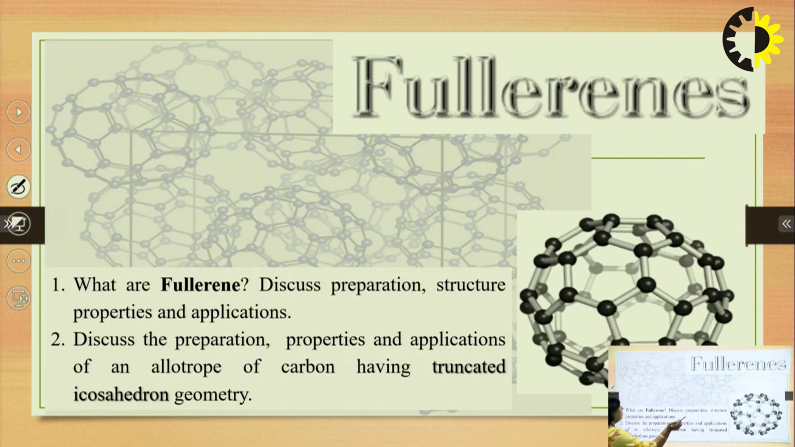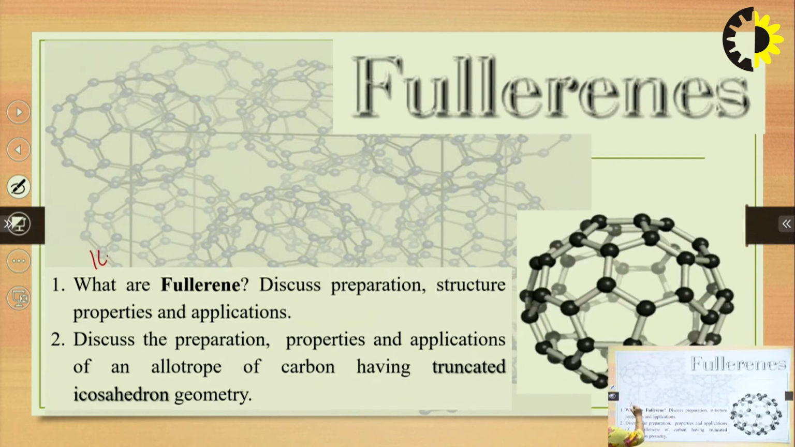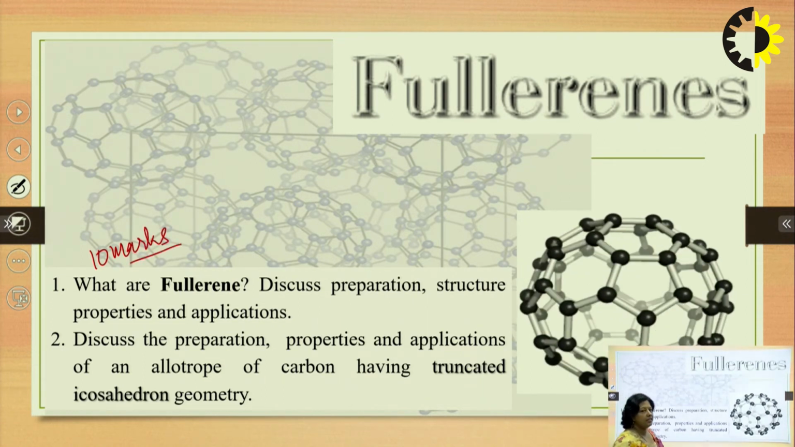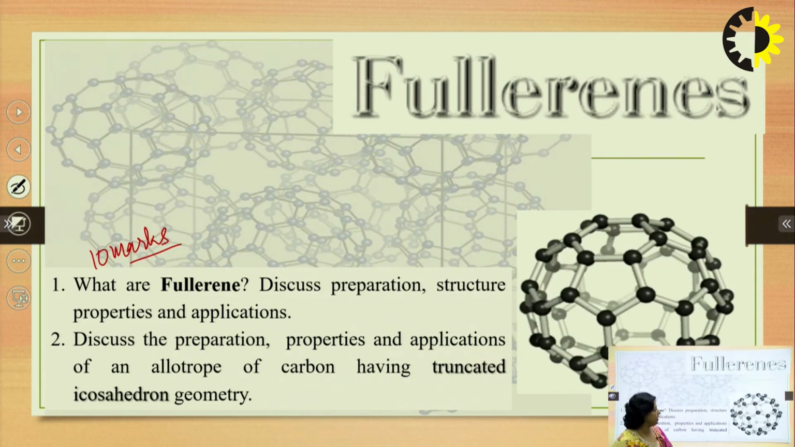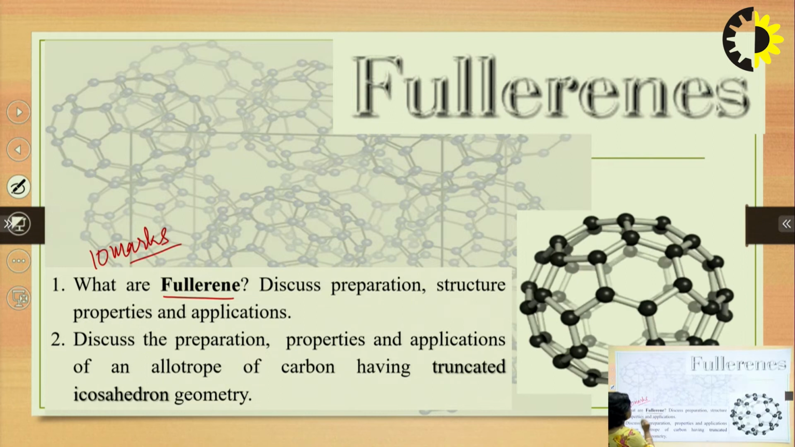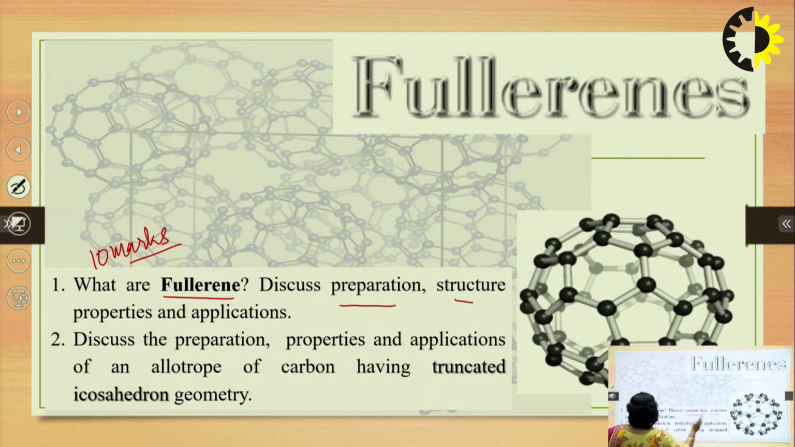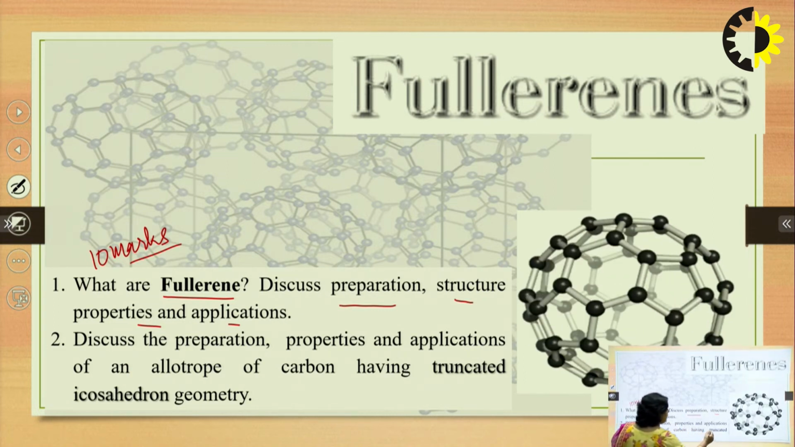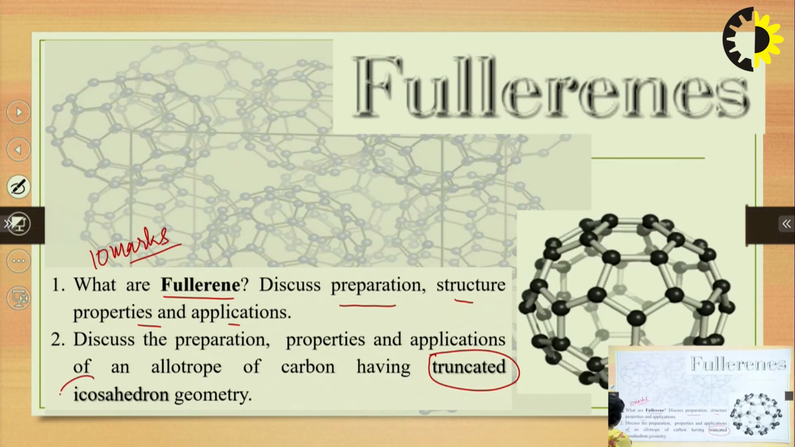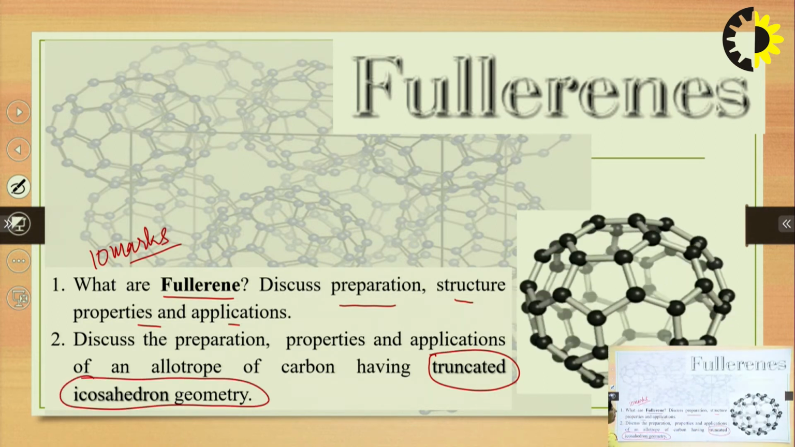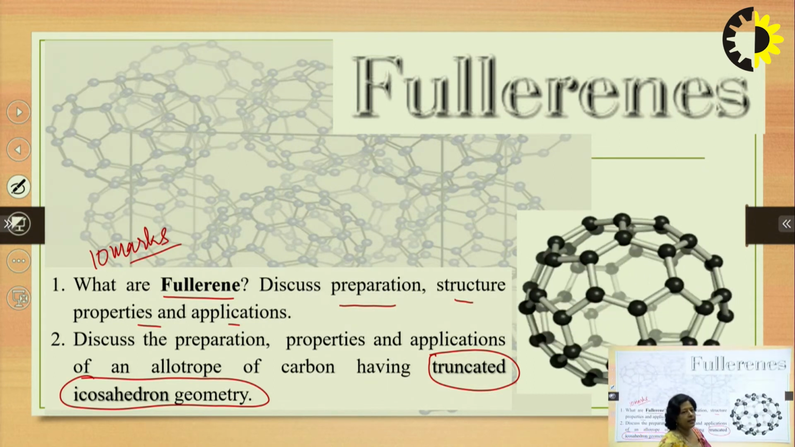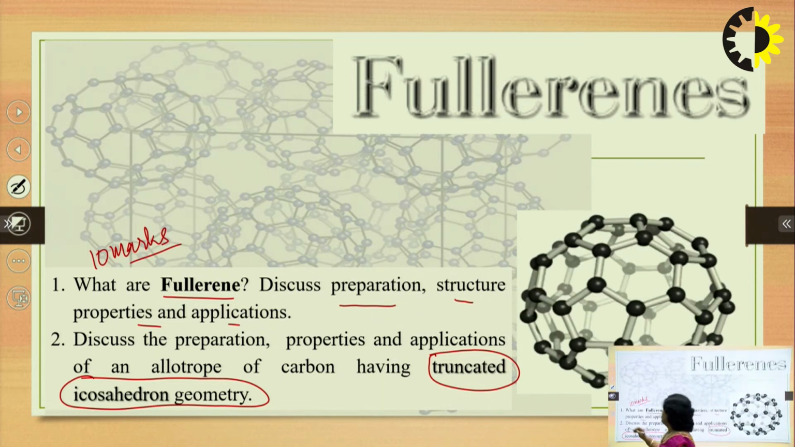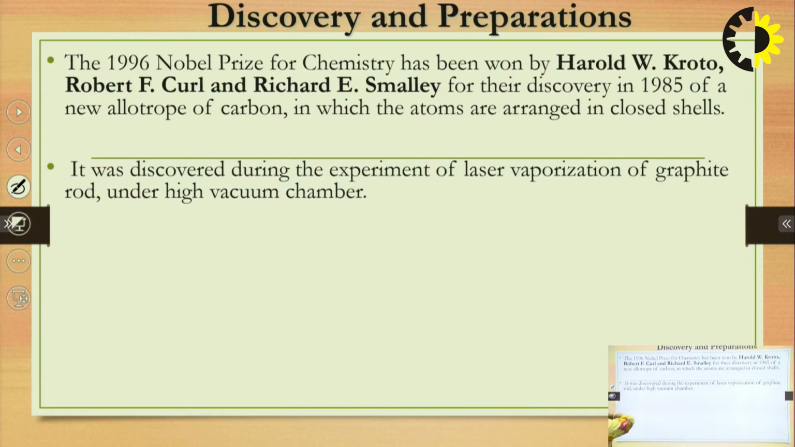Questions on fullerene are generally asked for 10 marks each semester without any gap, which makes fullerene very important in terms of the exam. What is fullerene? Discuss preparation, structure, properties and applications. Another form of the question: discuss the allotrope of carbon which has truncated icosahedron geometry; that is referred to as fullerene. Both questions have the same answer, and we are going to discuss it now.